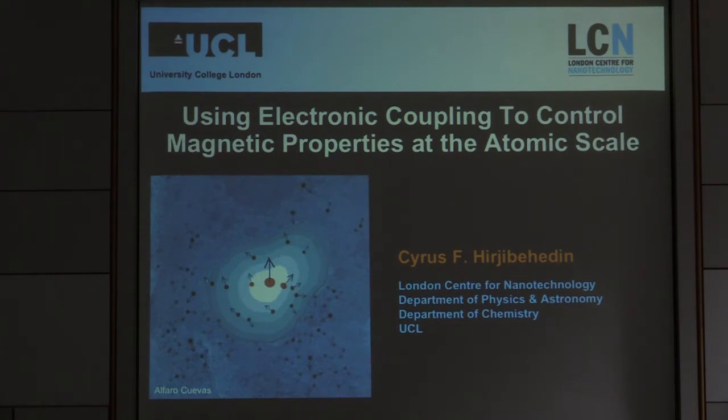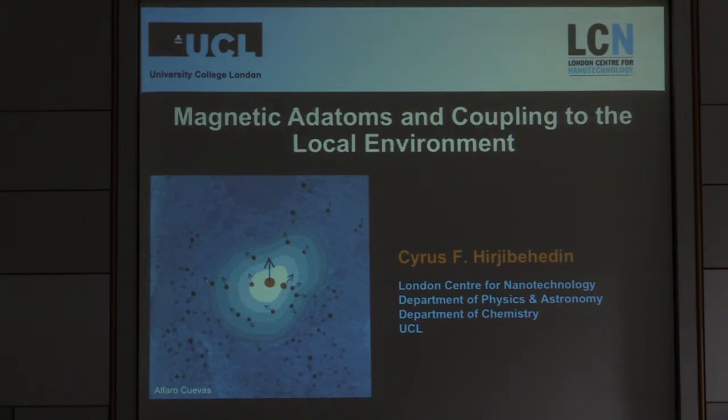So as was mentioned, I'm going to give you an introduction here on using electronic coupling to control magnetic properties at the atomic scale. That was what I was originally going to talk about, but the organizers very kindly asked me to extend my talk. So now I'm going to broaden it out a little bit and actually tell you a bit about magnetic atoms and coupling to the local environment.